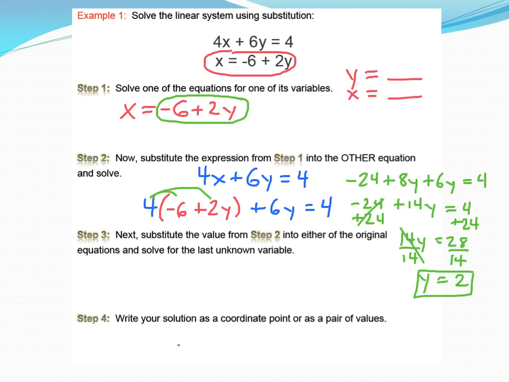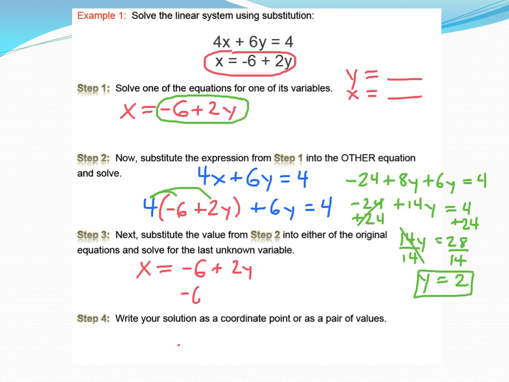Now which equation doesn't matter. I can choose any one. I'm going to go back to my original one: x equals -6 plus 2y. Why would I plug it in there? Because this equation says x equals. By plugging in y, it's going to tell me what x is going to be.